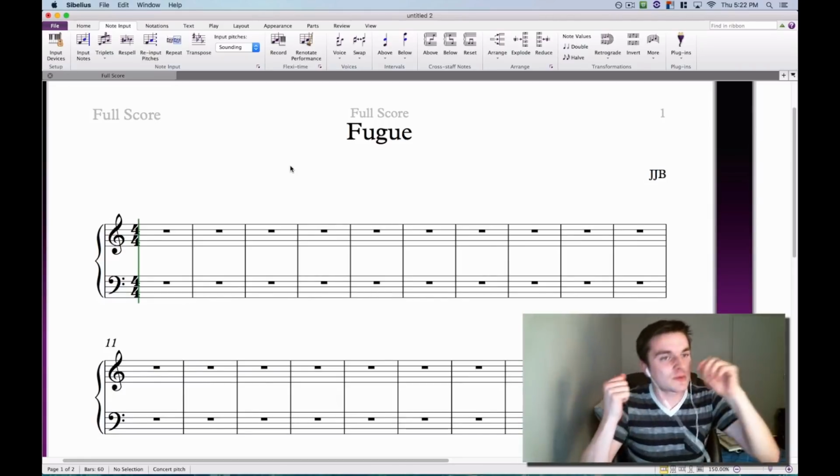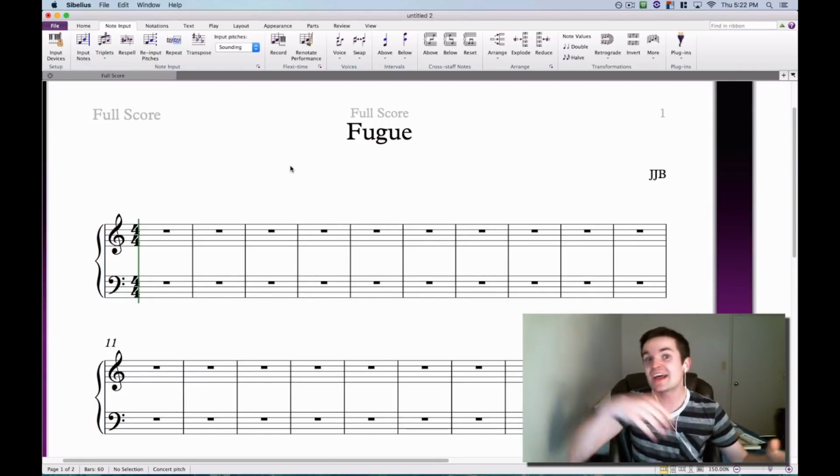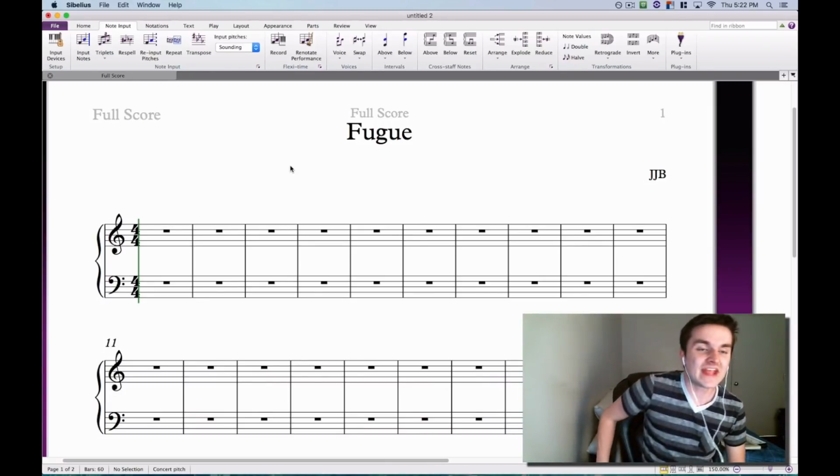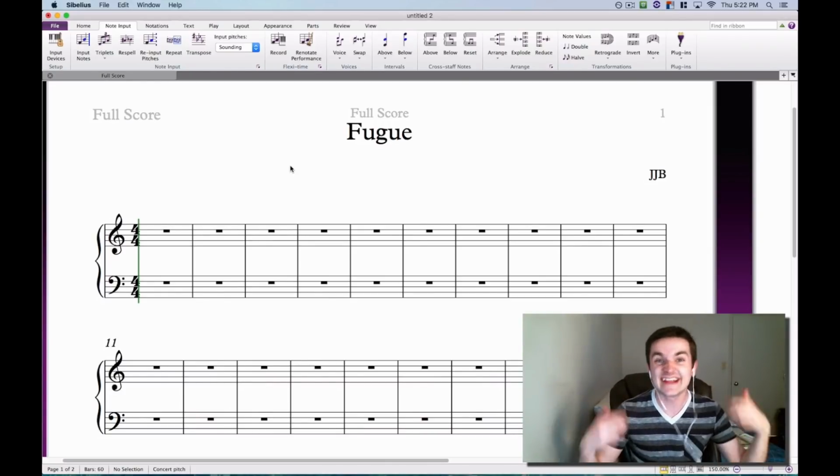So the first part of the fugue that we have is, just like in sonata form, as many of you are familiar with, the exposition, right? The exposition is where we delineate our material.